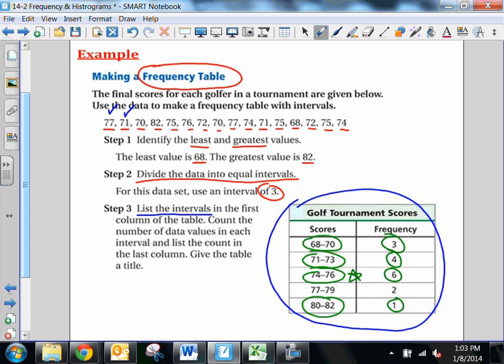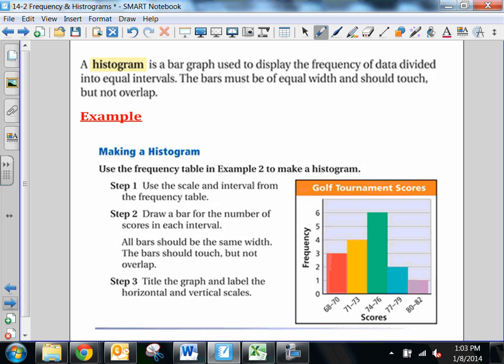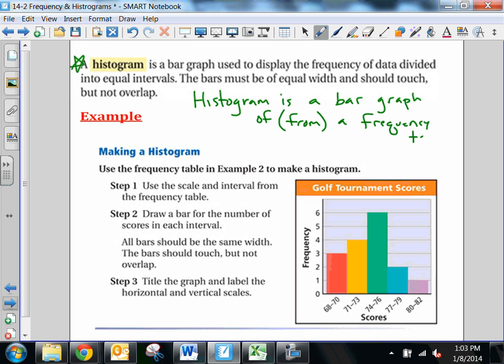Okay, so the last slide here is a histogram. A histogram is a bar graph used to display frequency of data. So star this. Make sure you write that down. Basically a histogram is a bar graph of, or from, a frequency table. So it's just taking what we did on the last slide and putting it into a bar graph.